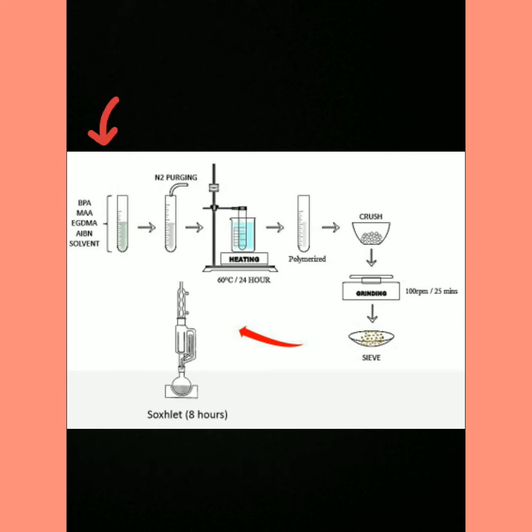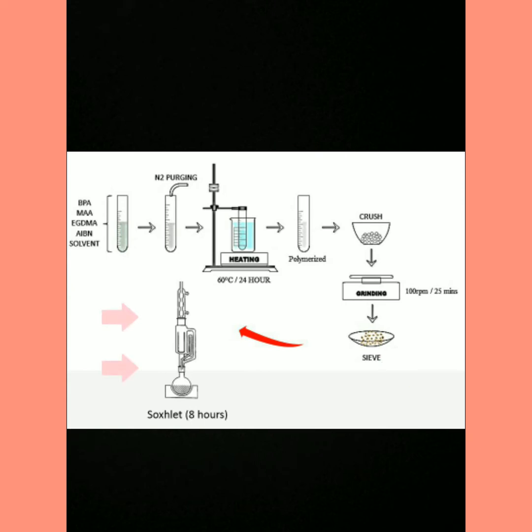Here are a few steps to synthesize MIP. First, mix together the template, initiator, monomer, crosslinker, and solvent in a test tube. After mixing well, do a nitrogen purge for 10 minutes. After the nitrogen purge is done, put it in a water bath at 60 degrees Celsius, and make sure the temperature on the mantle heater is above 60 degrees Celsius, maybe around 92 degrees Celsius. Leave it in the water bath for 24 hours, then cool it at room temperature. After the polymer is obtained, it will be crushed and ground for 25 minutes at high RPM, and lastly, it will be sieved.